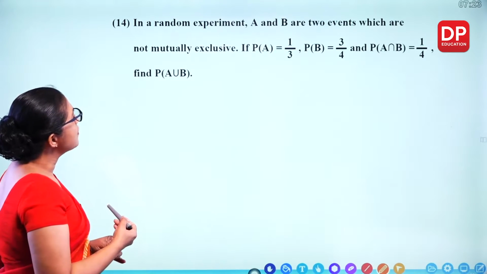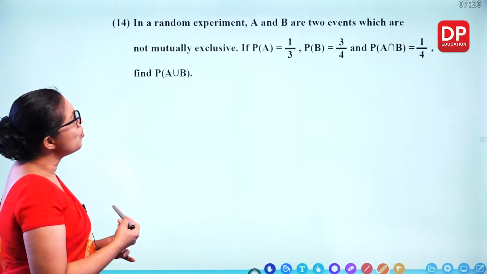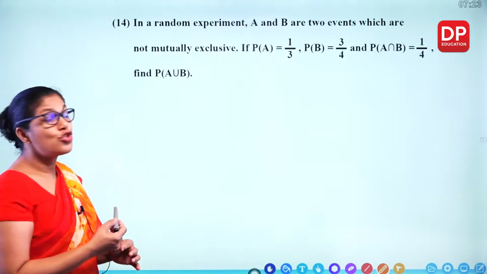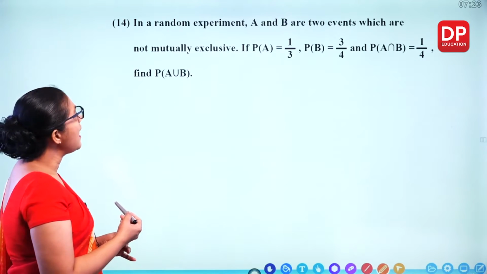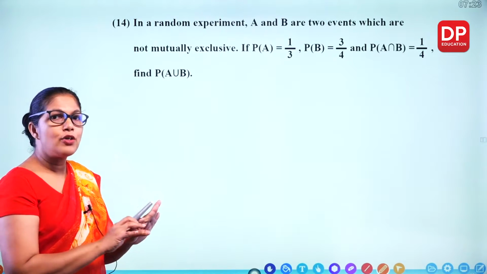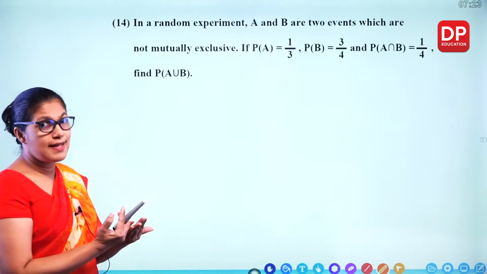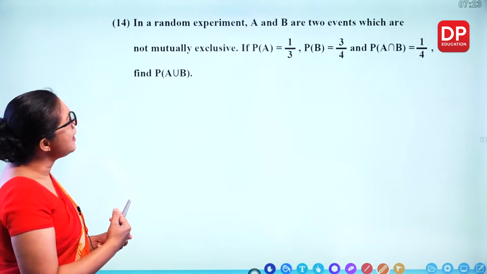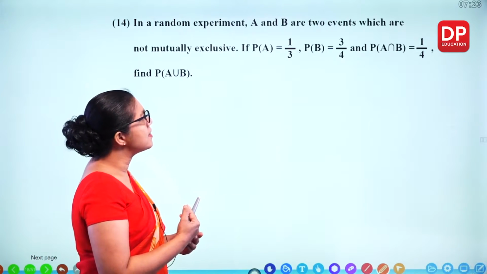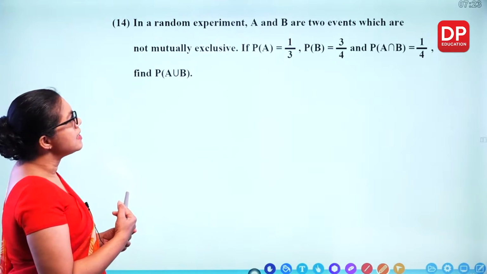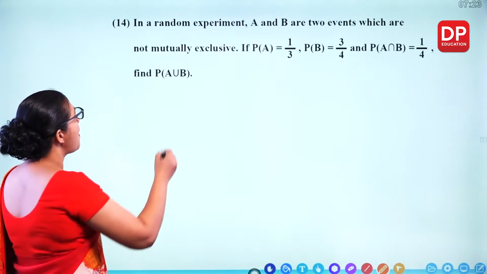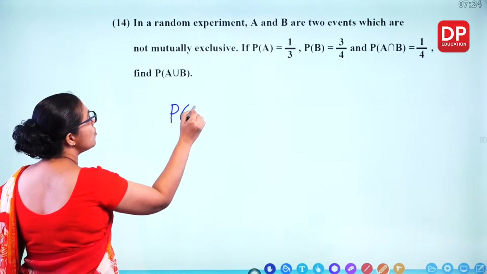In a random experiment, A and B are 2 events which are not mutually exclusive. Mutually exclusive means no intersection, but it says not mutually exclusive. That means there's an intersection. If P(A) equals 1/3, P(B) is 3/4, and the intersection is 1/4, find the probability of A union B.